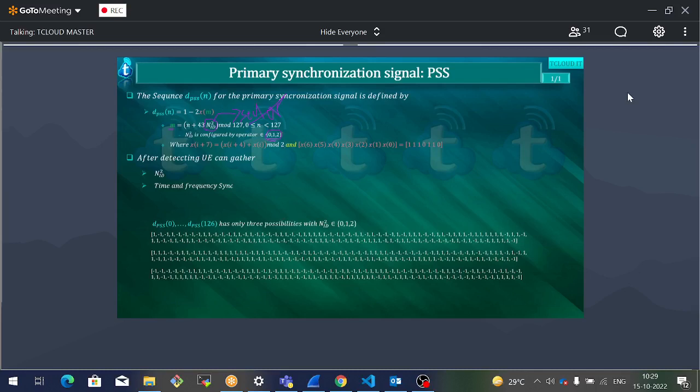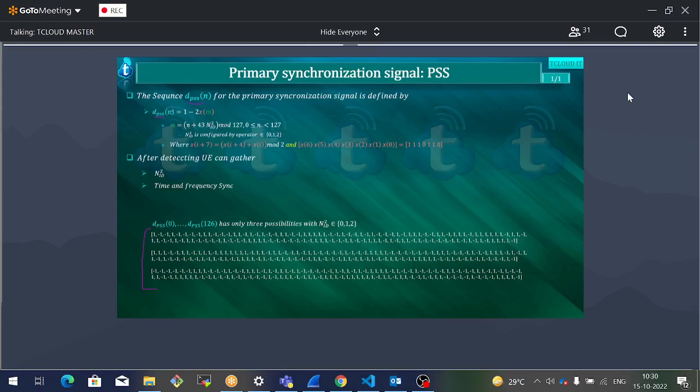Now, how many different PSS signals are present in a 5G network? Only 3 different possibilities. Those are obtained by substituting in this particular part. How to calculate this PSS? Assume that the NID2 value is already configured, either 0 or 1 or 2. Let us assume that it is 0.